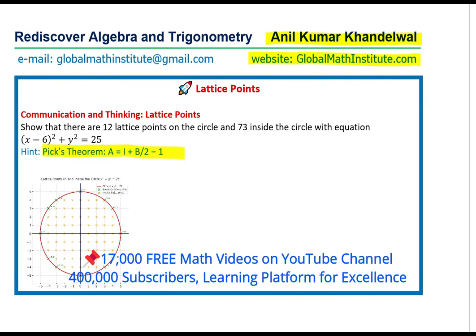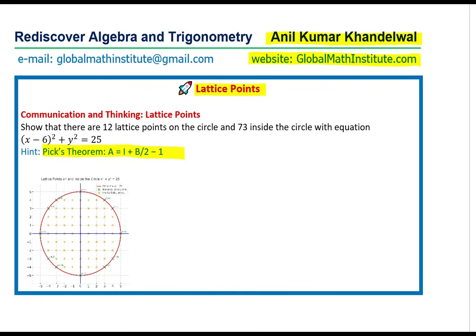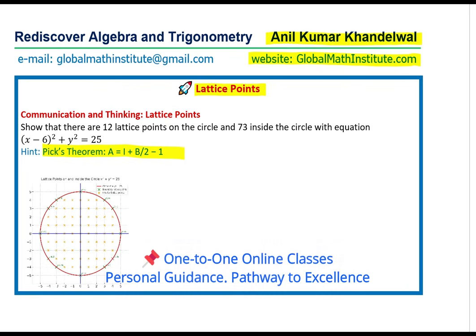In this video, we are going to discuss how to find the number of lattice points within a circle. We are going to use Pick's theorem. The question here is: show that there are 12 lattice points on the circle and 73 inside the circle with the equation (x minus 6) whole squared plus y squared equals 25.